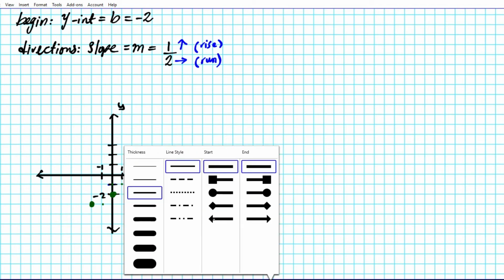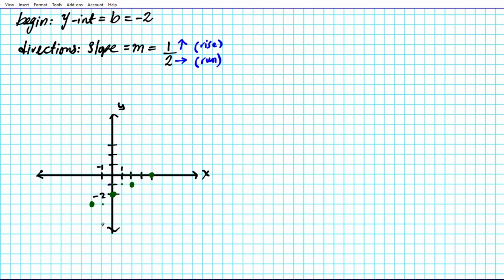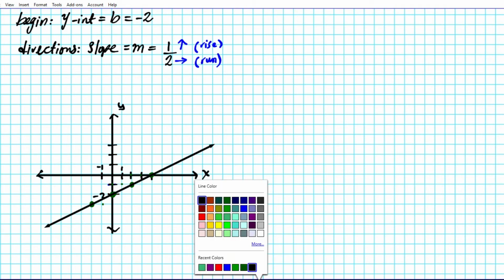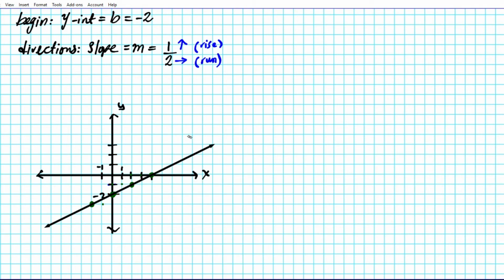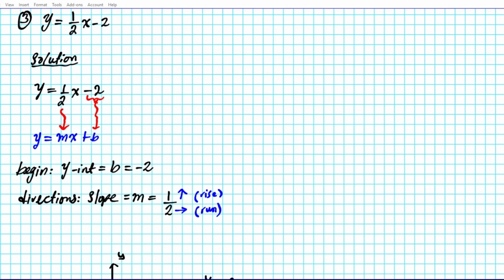Okay, so let's go ahead and graph it. The line looks something like this. Bam. There goes the graph of your linear function. So let's label it. This line has the equation y equals 1/2 x minus 2. Alright, let's try one more example.